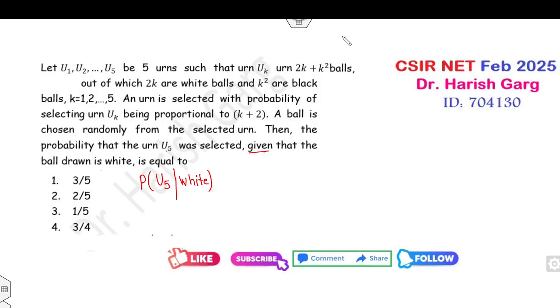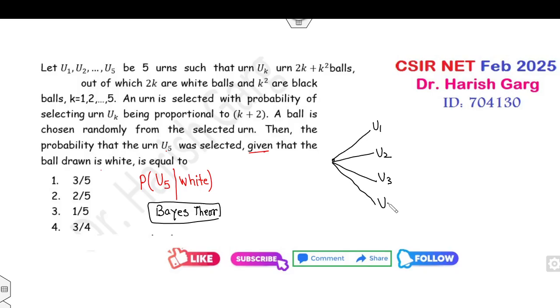Which things come in your mind when you think about conditional probability? Always think about Bayes' theorem. Fine. Once you are thinking about Bayes' theorem, let's start with it. This is my U1, this is my U2, this is my U3, this is my U4, and this is my U5. What is the probability of selecting U_k, which is k plus 2?